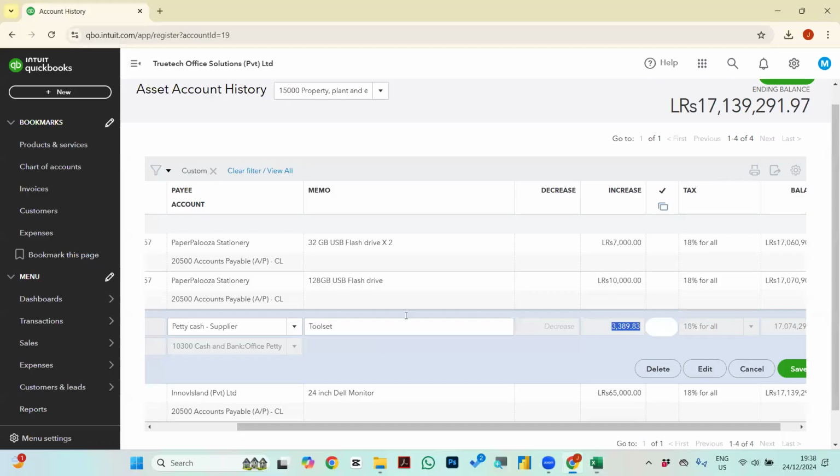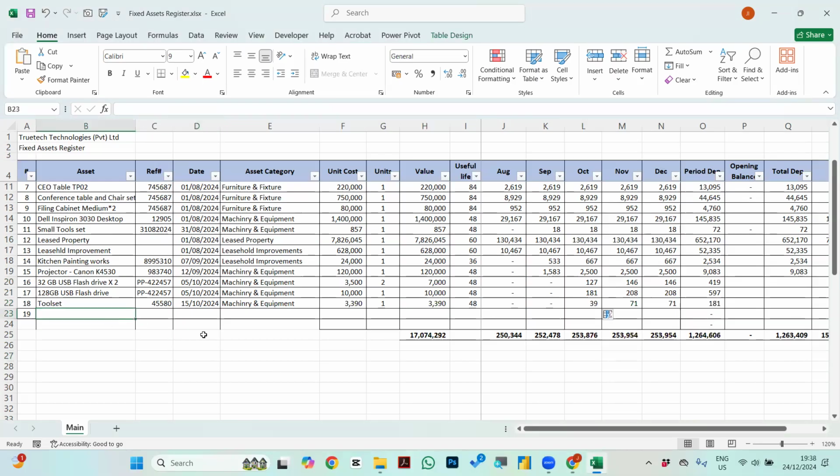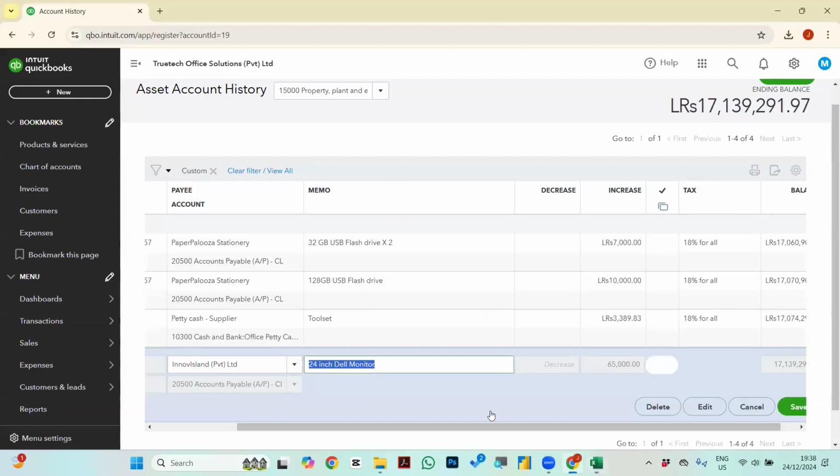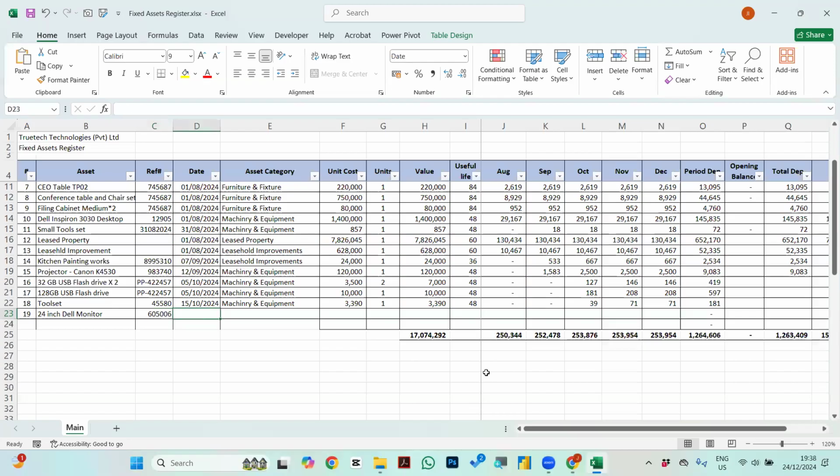Yeah. So finally, we have one more fixed asset. That's a 24-inch Dell monitor. So we have bought a 24-inch Dell monitor, and I'm recording it as a fixed asset. That's going to be on which date? 17th October. We bought it on 17th October. Again, that's also machinery. What's the amount? Let's say 65,000. 1 unit. I can copy the formula down here. And it's going to be used for 48 months.